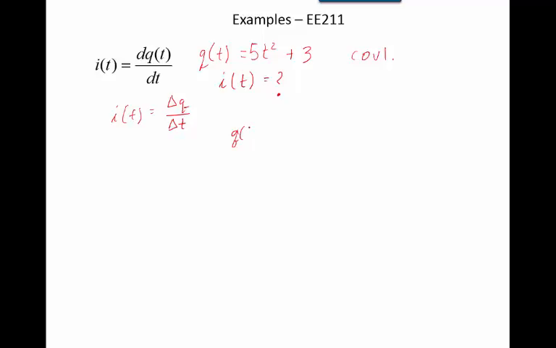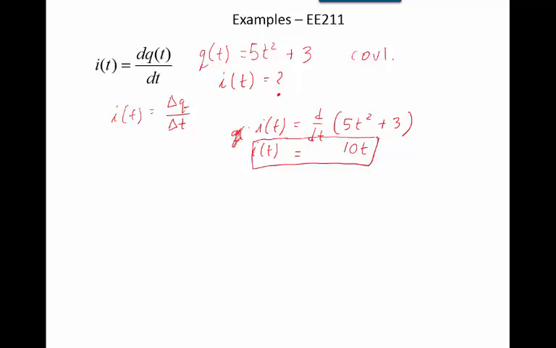So i of t equals the derivative with respect to time of 5t squared plus 3. Remember how to do the derivative? 10t. Yep, 10t, and the derivative of 3 is 0. So my answer in the end, i of t equals 10t. And then you just plug in t for seconds, and that'll tell you what the current is at any given time.